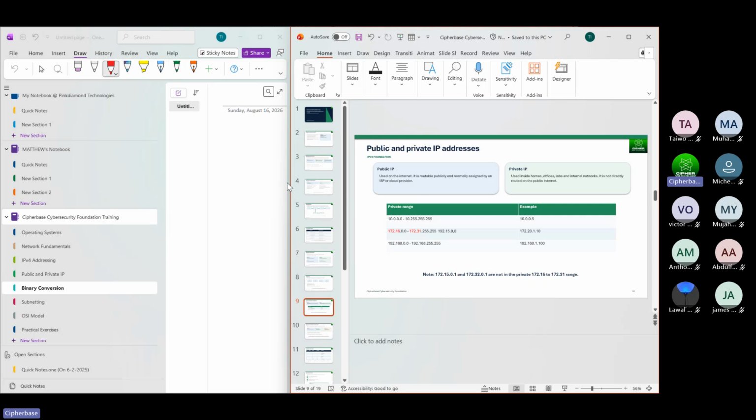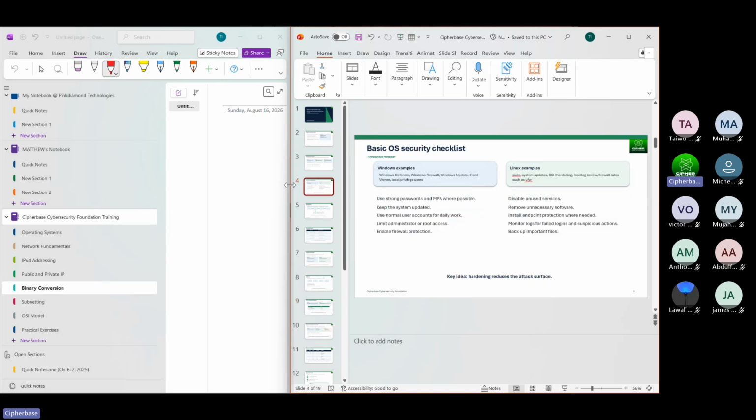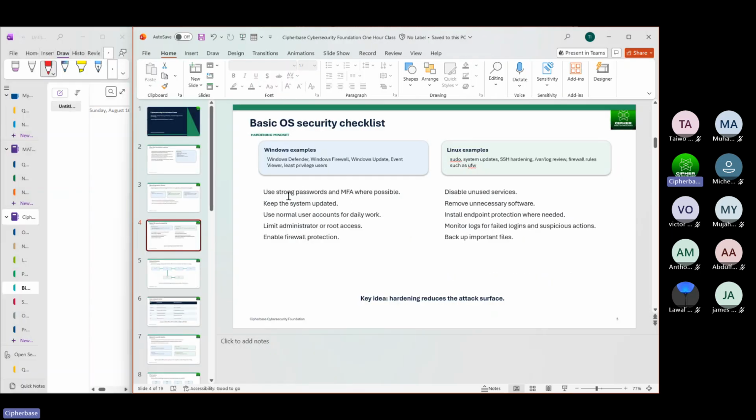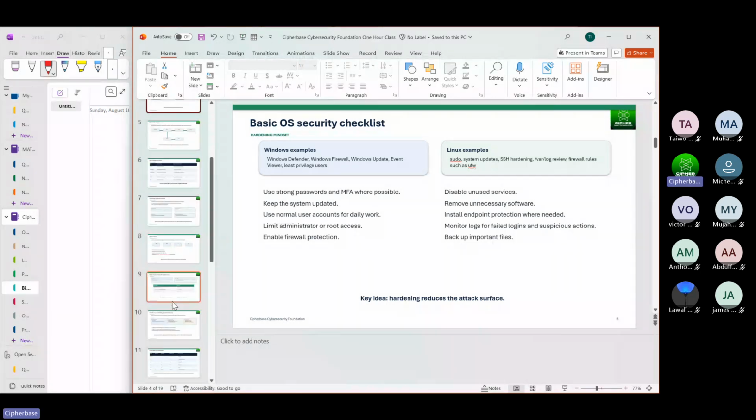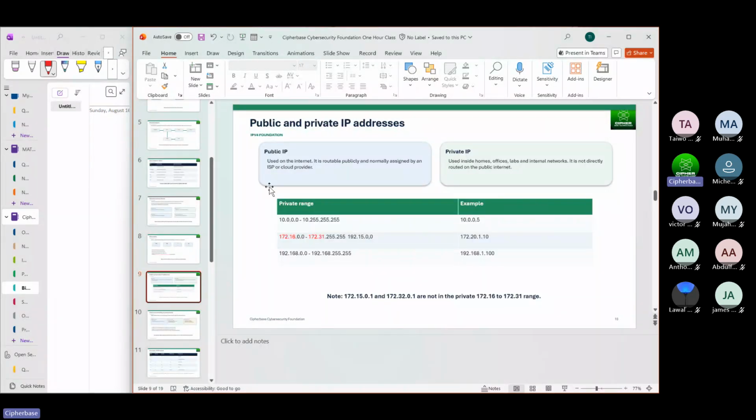From here now, let me make this bold enough so we can see. I said public IP here, used on the internet. It is routable publicly and normally assigned by ISP or cloud provider.